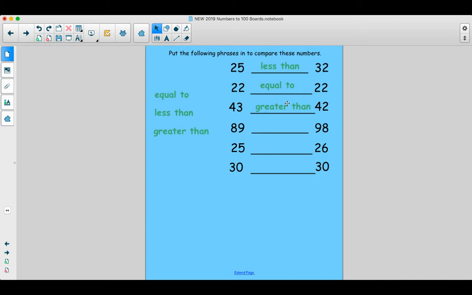89 and 98. 89 is less than 98. You got it. And 25 and 26. 25 is less than 26. You got it. So you had to look at the ones place to compare those two because the tens places were the same. And 30 and 30. 30 is equal to 30. That means they are the same. Awesome.